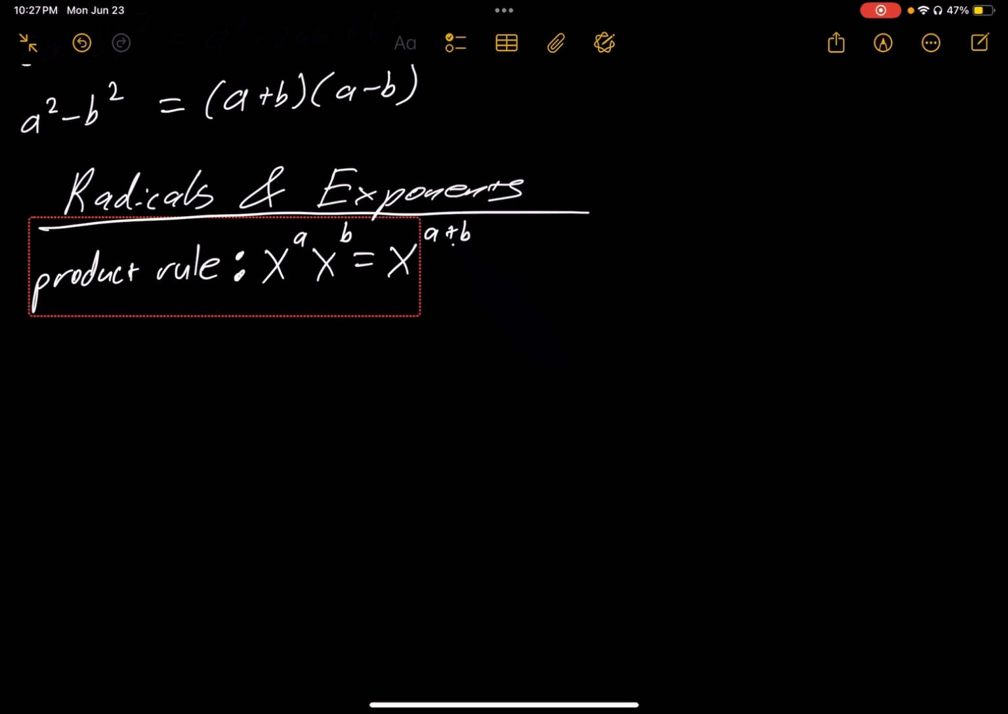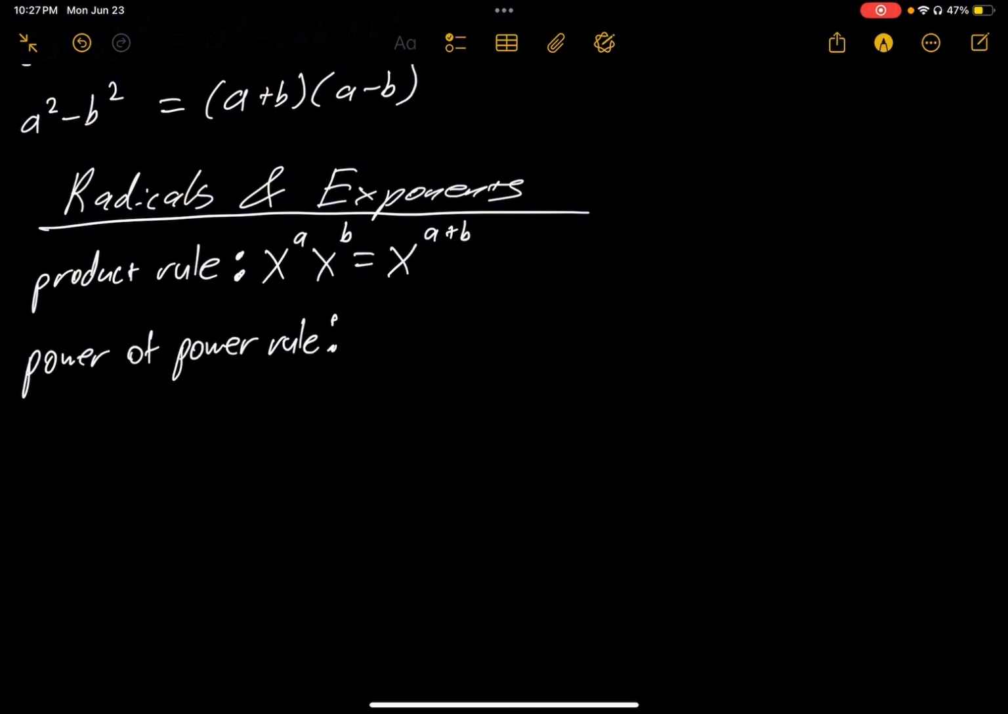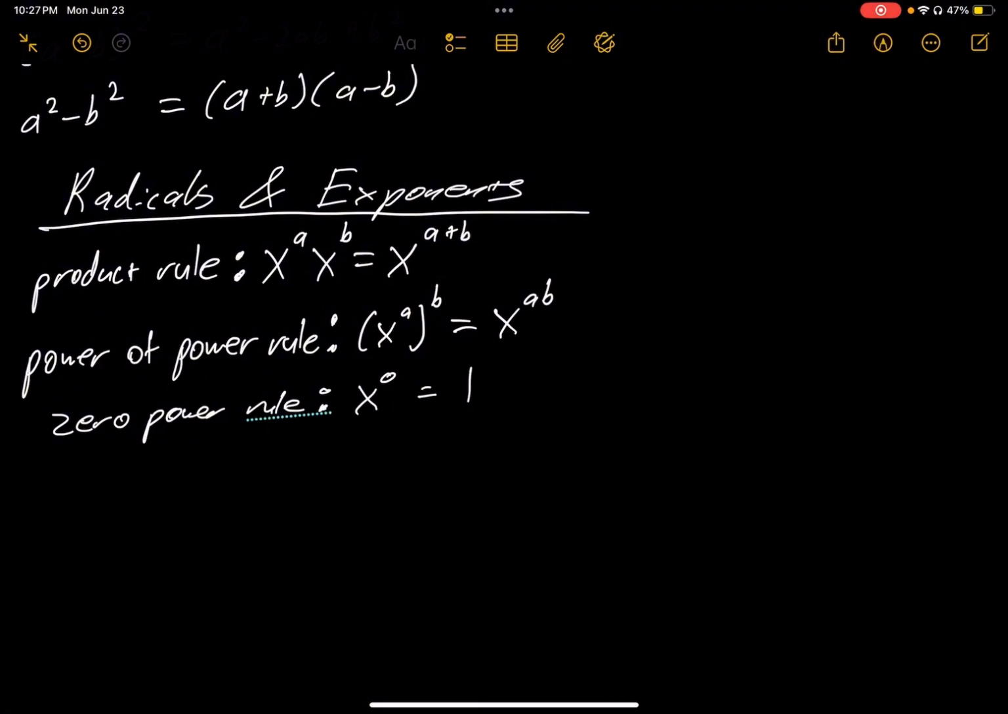And we also have the power of a power rule. This is simply if you have x to the a, to the power of b, this is equal to x to the ab. We also have the zero power rule, which says if you have x to the 0 or any variable to the 0, it's always going to equal 1. This is the same if you had 3 to the 0. It's also going to be equal to 1. Any constant to the 0 is 1. Anything to the 0 is 1. So just know that.